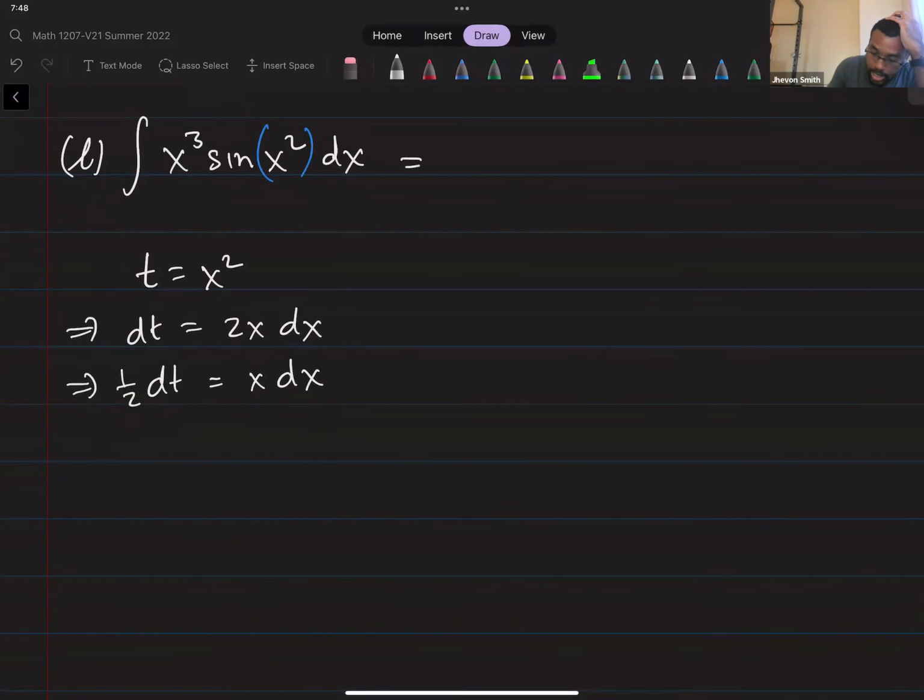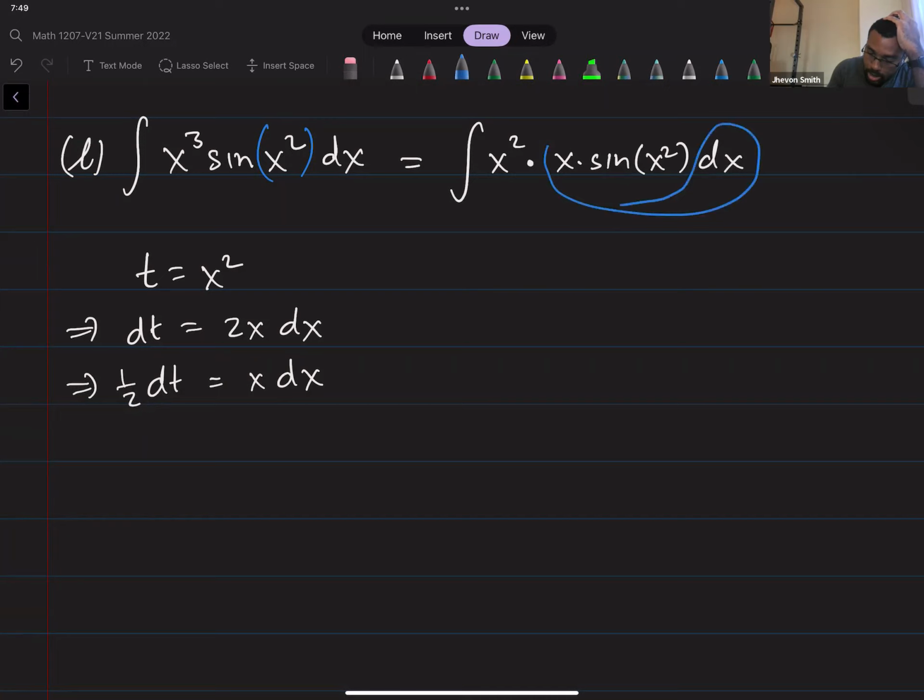So this guy is actually the integral of x squared times x times sine of x squared dx. The x dx part is going to be 1/2 dt. That part is going to be t. So I end up with 1/2 times the integral of t sine t dt.